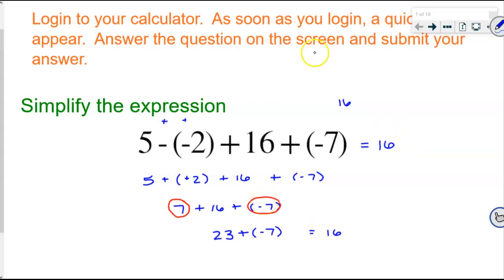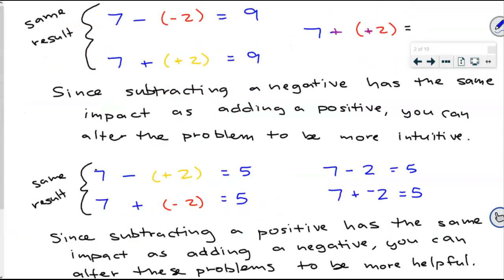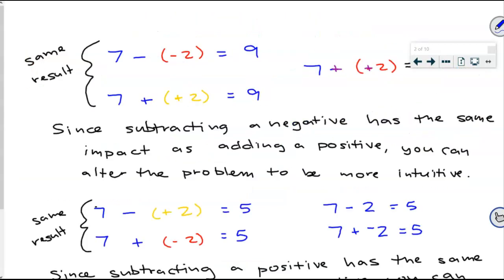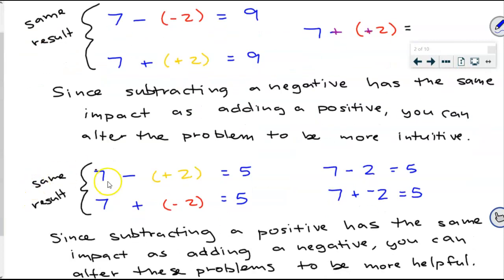And now we are going to be looking at integer multiplication. So we are going to be doing 2.2a, multiplying integers using a number line. Before we do that, there's a few things that we need to discuss. Number one, review this information. We saw that we had a really important need that we needed to change subtracting a negative to adding a positive in that last warm-up example.